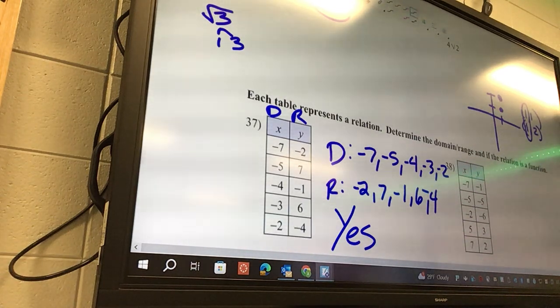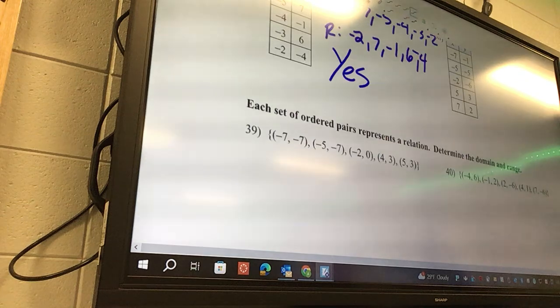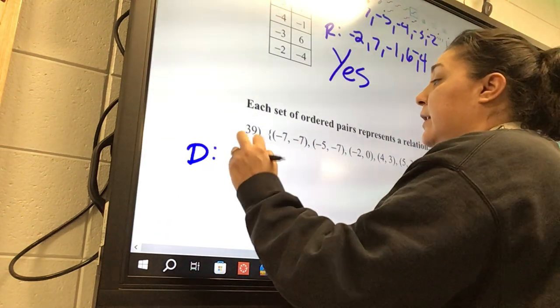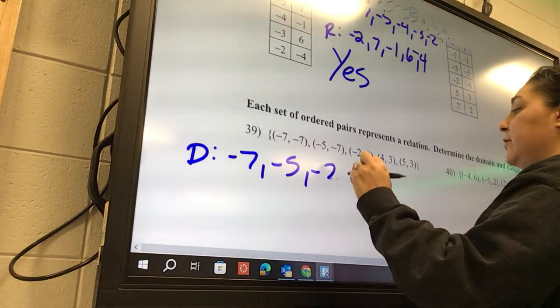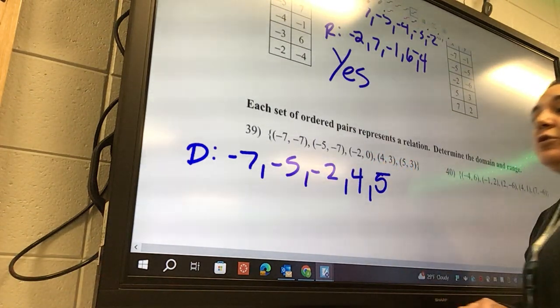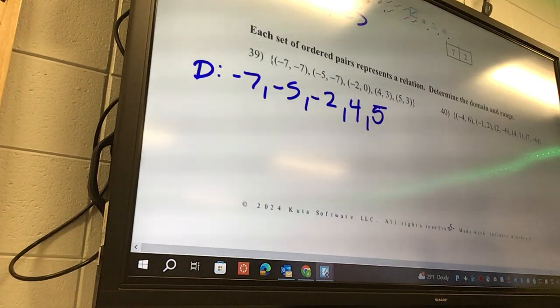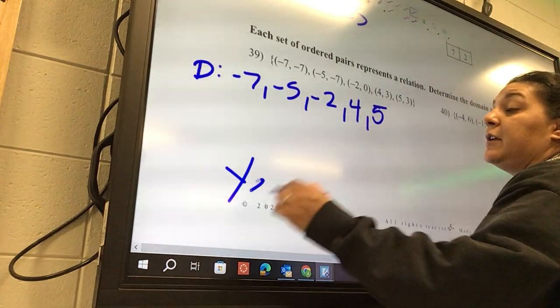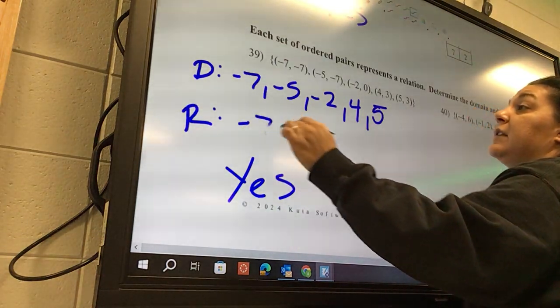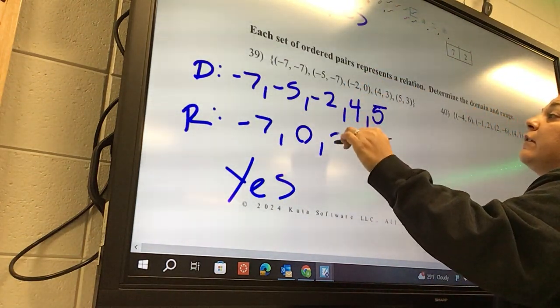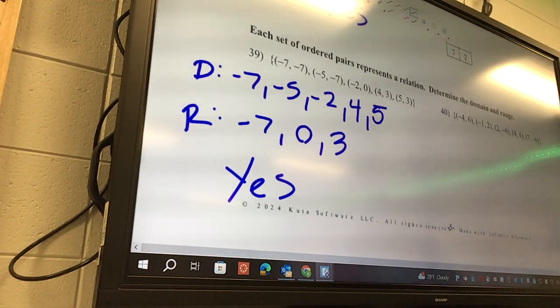Okay, so 38, we're going to write down the domain and range is going to be -7, -5, -2, 4, and 5. So as soon as you write down the domain, you can very quickly realize, is this one a function, yes or no? Yes, it is, because nothing repeats. Did we repeat any x's? No, and so this is going to be a yes. And then we can just write down the range, okay? -7, -7, 0, 3, and 3. Okay, so if you don't have to cut any of the x's off and repeat them, then it is a function.